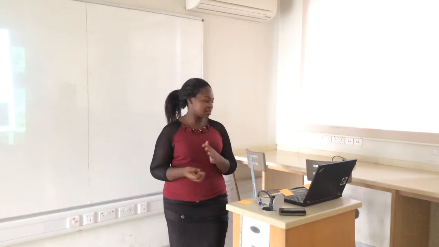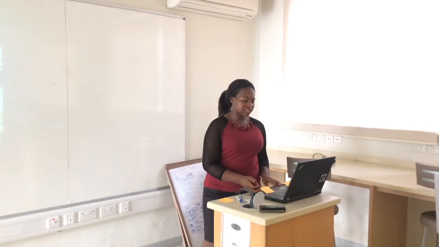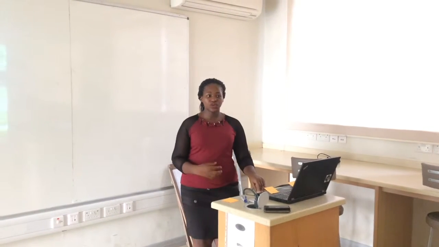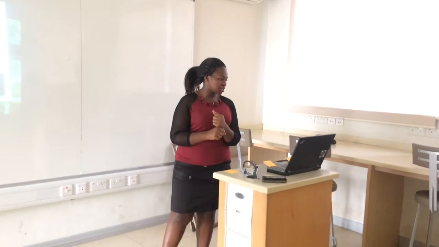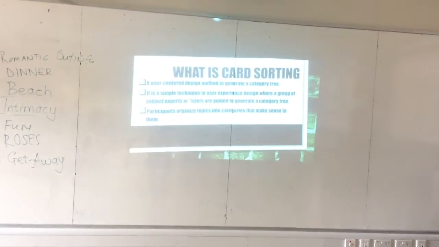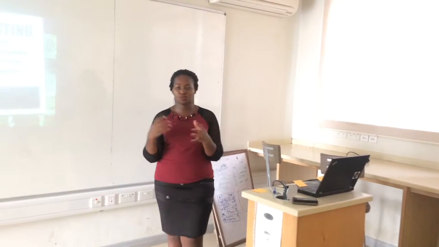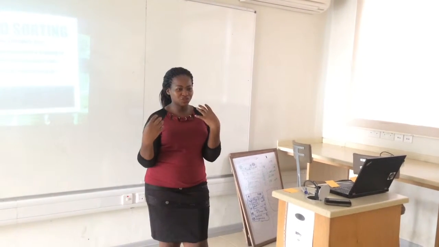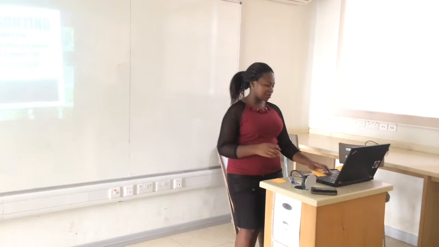What is card sorting? It's a user-centered design method used to generate a category tree, or it is a simple technique used in user experience design where a group of subjects are guided to generate a category tree. A category tree simply means a structure where you group things. It depends what you want to group, which structure you want to use. In short, participants organize topics into categories that make sense to them. You have information that you need to put together. For example, it's a project. You've gone for research and you have all these things that you need to put together and try to figure out what the common issues are. How can I group this information that I've been given? You group things into categories that make sense to you, right?